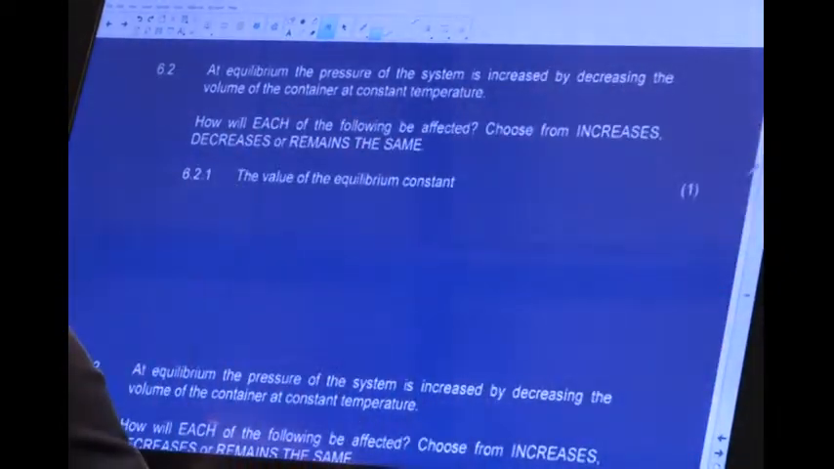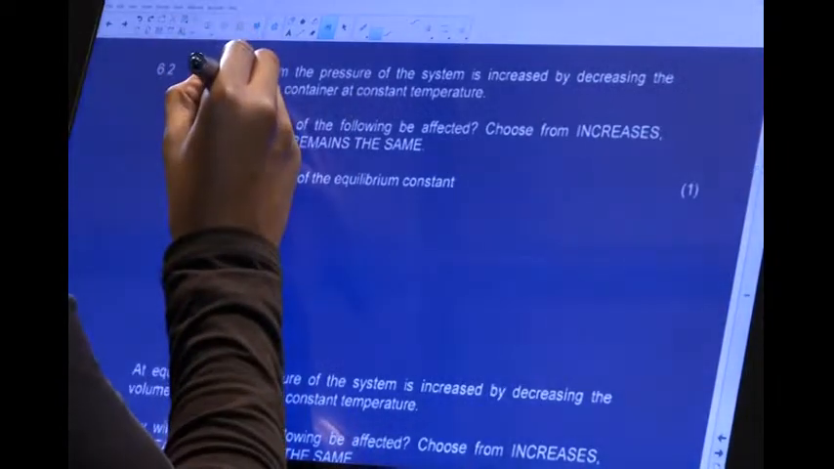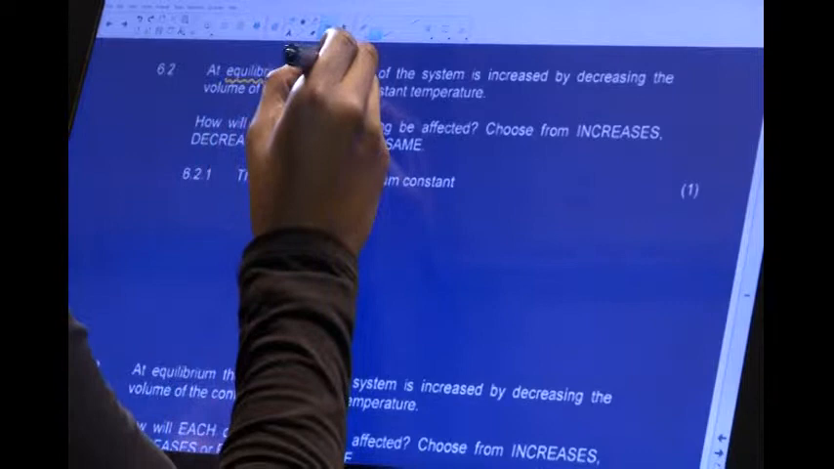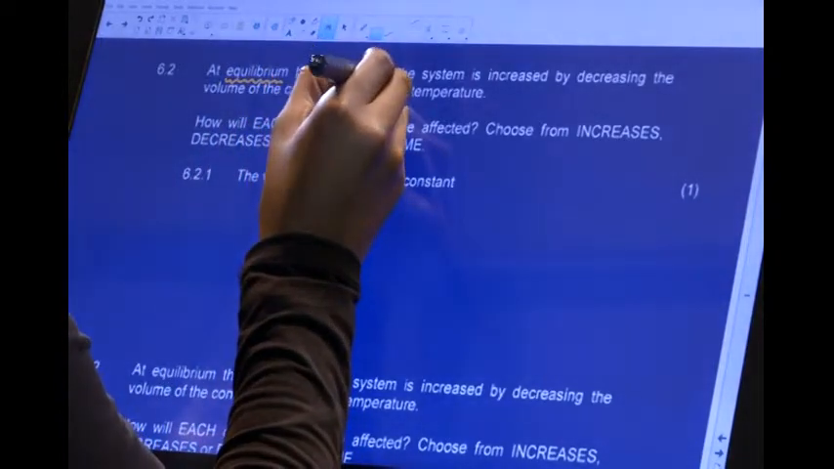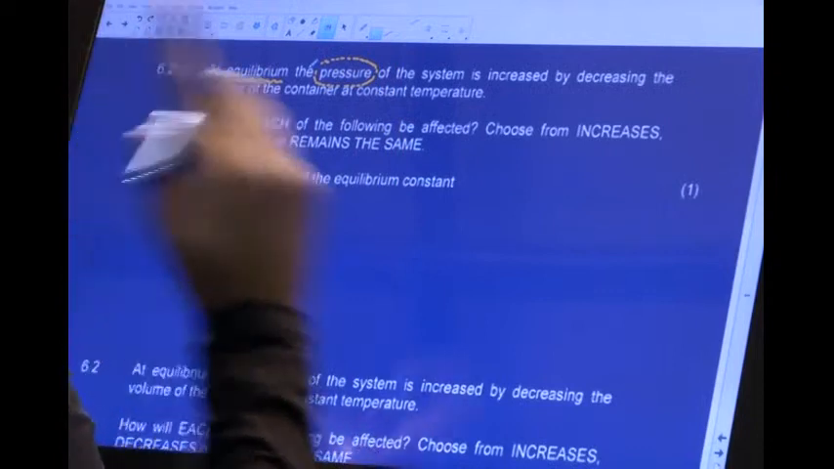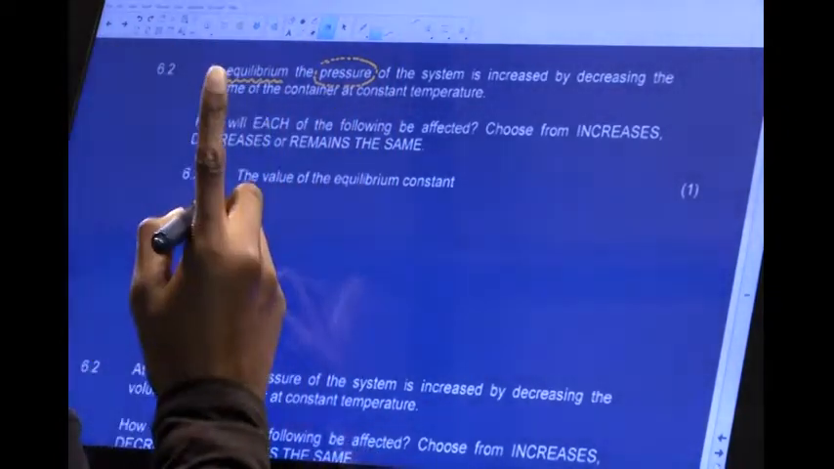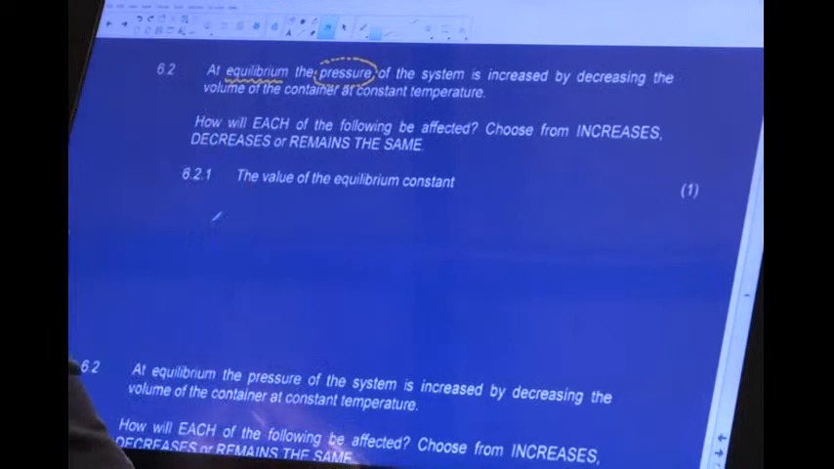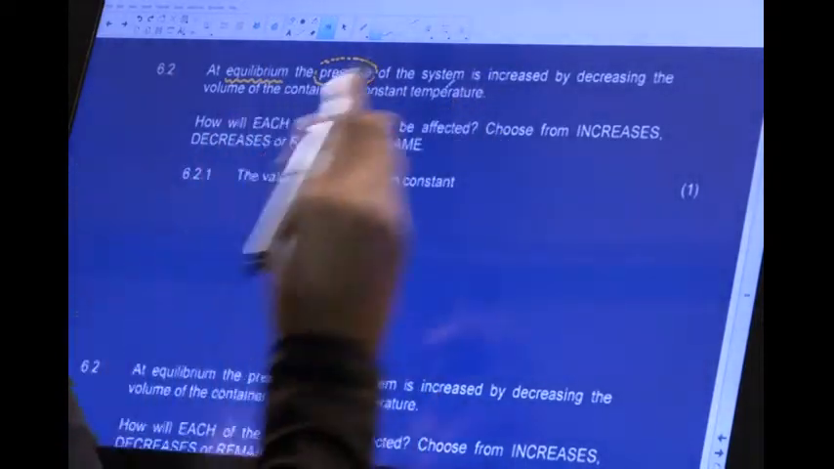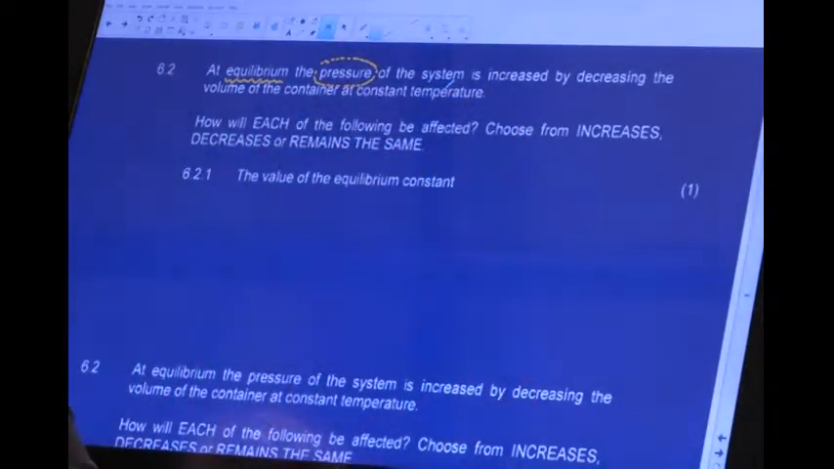Number 6.2 says, at equilibrium, very, very important. At equilibrium, the pressure of the system is increased by decreasing the volume of the container at constant temperature. Now remember that when we increase or decrease pressure, according to Le Chatelier, the system will shift in such a manner as to counter that stress. The question continues to say, how will each of the following be affected? Remember, the pressure is increased by decreasing volume. So now we must choose only increase, decrease, or remains the same.